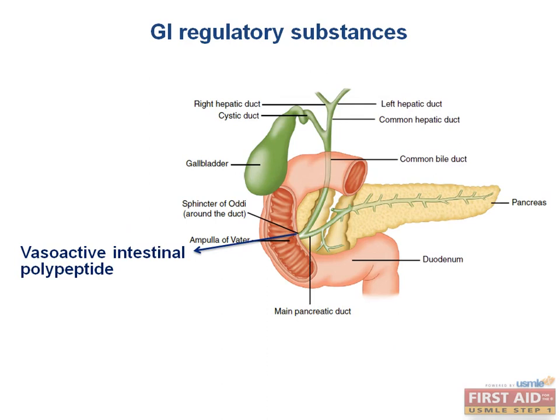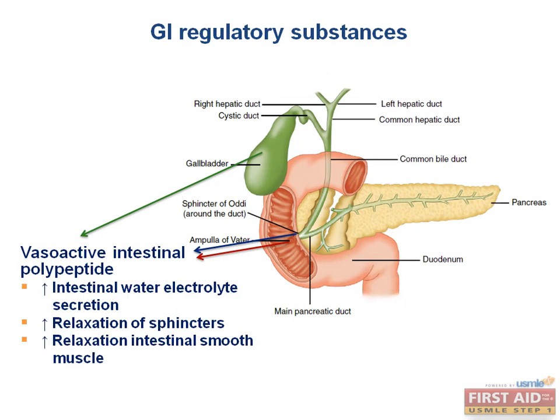Vasoactive intestinal polypeptide, or VIP, is released from the parasympathetic ganglia and sphincters, as well as the gallbladder and the small intestine. VIP is responsible for increasing intestinal water and electrolyte secretion and relaxing the intestinal smooth muscle and sphincters. This function of increasing fluid secretion can be a source of pathology in the VIPoma, which presents with copious diarrhea. VIP in the normal state is increased by distension or vagal stimulation, and it's decreased by adrenergic input.